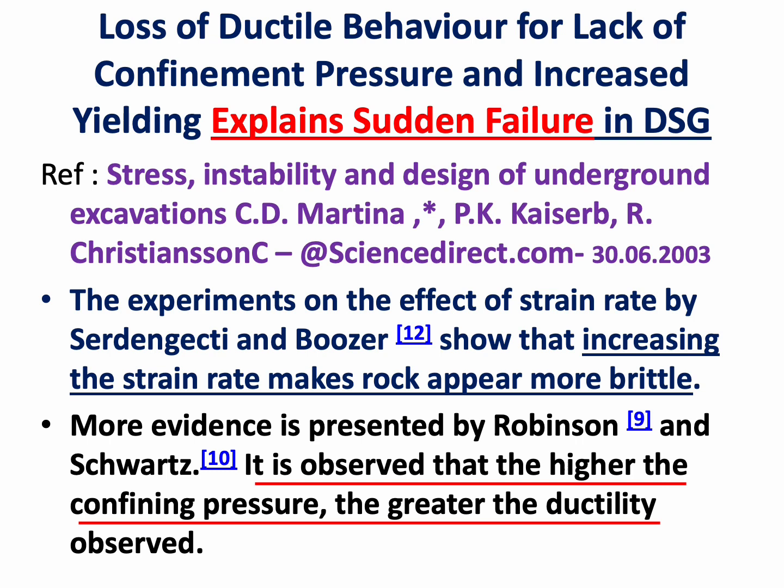The experiments on the effect of strain rate by Sargenti and Boozer show that increasing the strain rate makes rock appear more brittle. More evidence is presented by Robinson and Schwartz. It is observed that the higher the confining pressure, the greater the ductility observed. So, if the confining pressures are higher, it will remain ductile. But if the confining pressures are made less than zero, it becomes brittle.